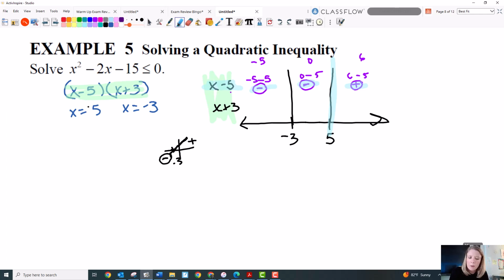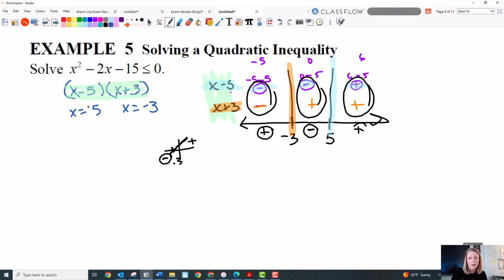So let's just do it that way. X plus 3 goes with negative 3. He's negative until he gets there. Then he changes to positive. Then you're going to get a total for each zone. 2 negatives make a positive. 1 negative makes a negative. 2 positives make a positive.